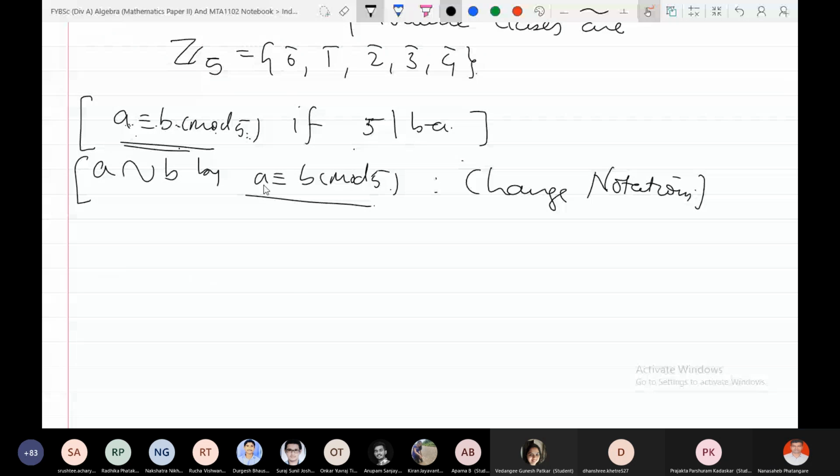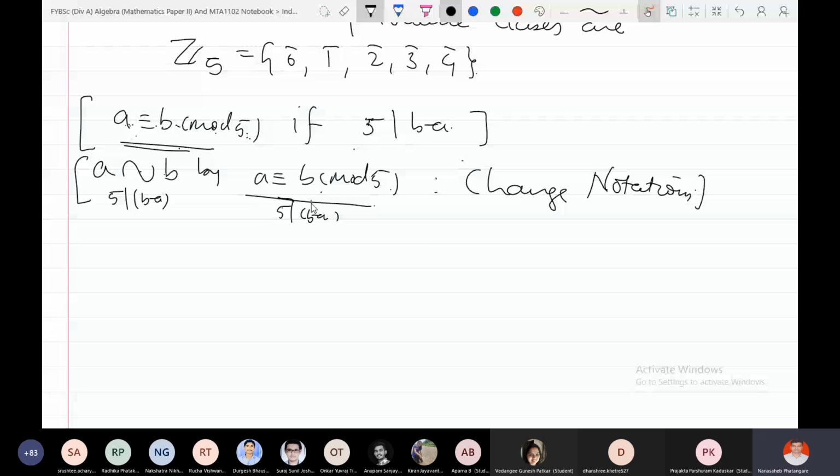Sir, but both are equal, no? Both are the same thing. The meaning of both is the same, right? A related to B: what is the meaning of this? By our previous definition of relation, A related to B means 5 divides B minus A. And what is the meaning of A congruent to B modulo 5? It also means 5 divides B minus A. Therefore both are the same thing. I am just changing the notation.